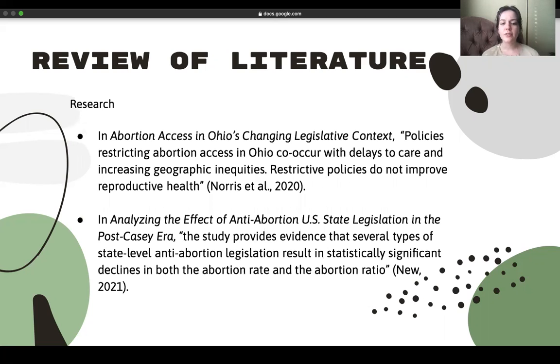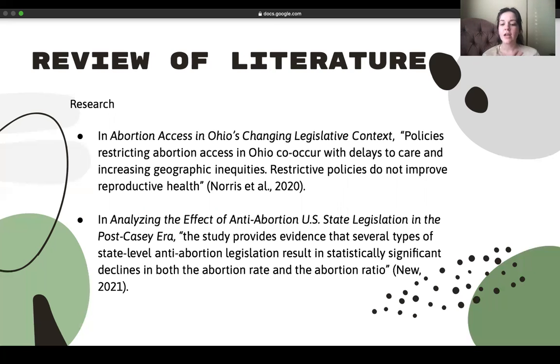And then 2 studies that kind of informed my research and my methods was this one in Ohio. So this one said that their findings stated that policies restricting abortion access in Ohio co-occur with delays to care and increasing geographic inequities. Restrictive policies do not improve reproductive health. So this study found that restrictive policies had a negative impact on women's public health.